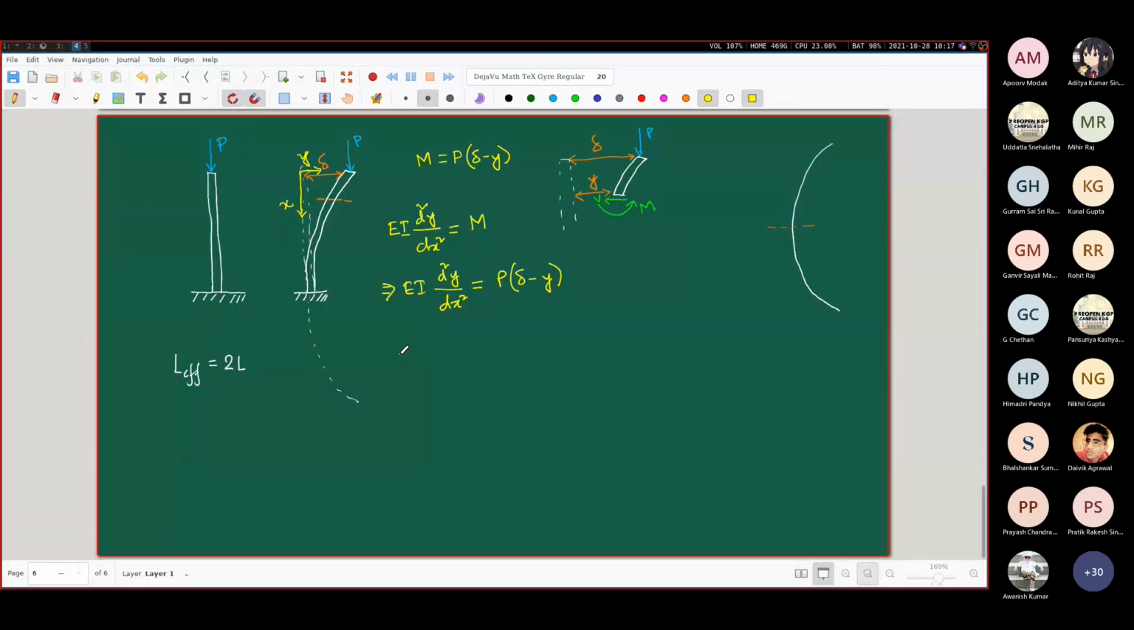So we have this equation. Now, just like before, we are going to rearrange this. And this particular combination P by EI, that's a positive entity, and we are going to represent it by K square.